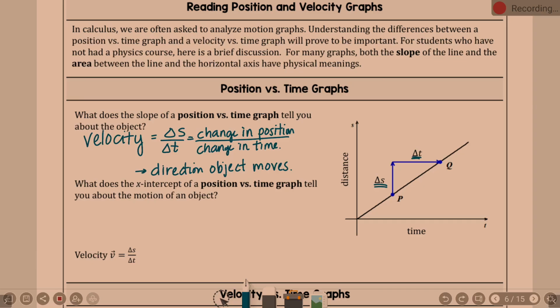Okay. What does the x-intercept of a position versus time graph tell you about the motion of an object? Be at what... the velocity is 0 at a certain distance. Okay.